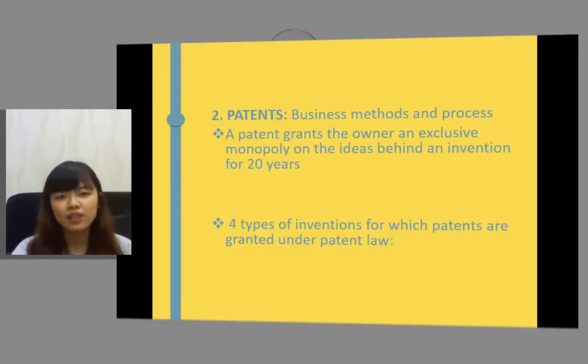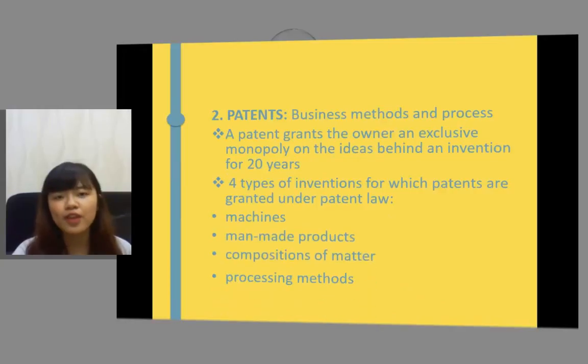And the second type of intellectual property right is patents, which cover business methods and processes. A patent grants the owner an exclusive monopoly on the ideas behind an invention for 20 years. There are four main types of inventions for which patents are granted under patent law. They are machines, man-made products, compositions of matter, and processing methods.